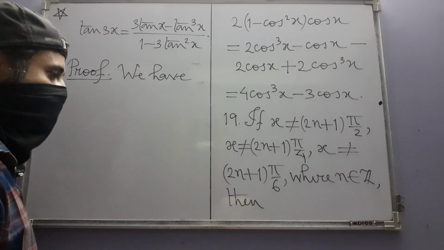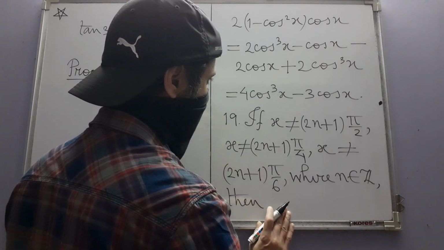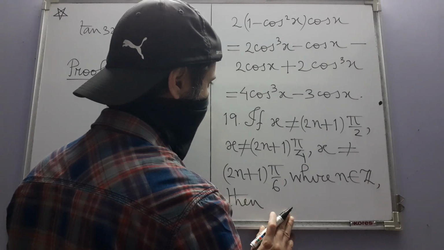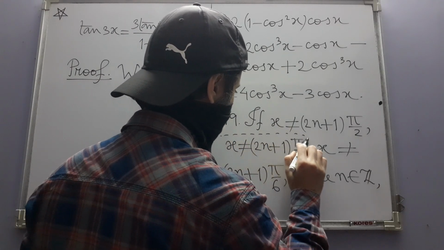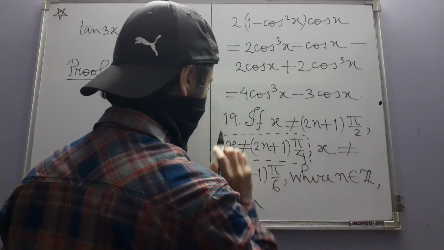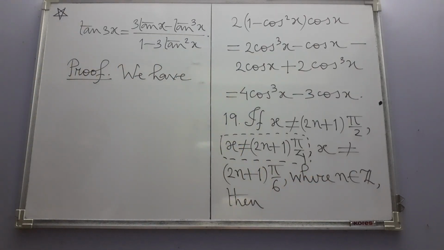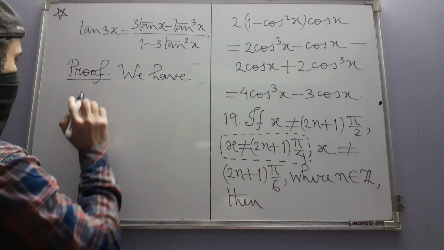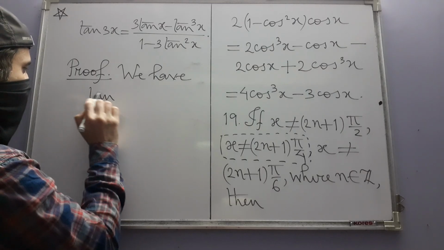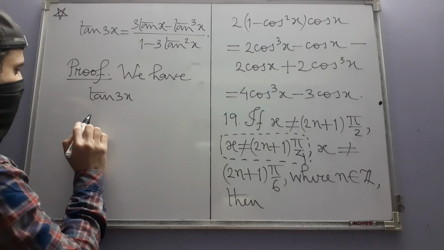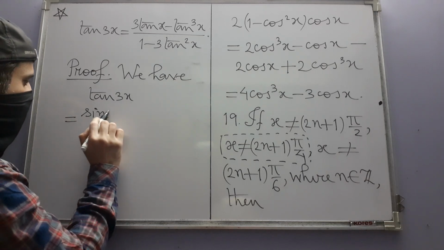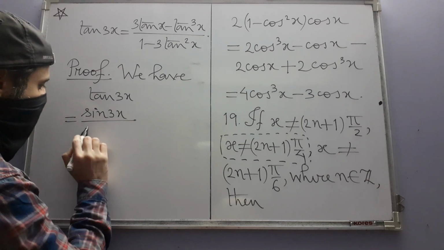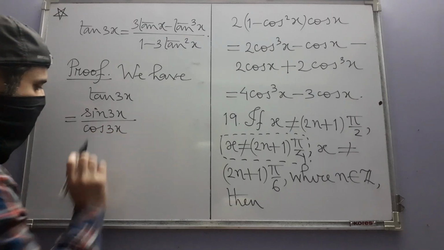Oh, but then this condition seems to be not really needed. Let's see if we need it or not. We have tan 3x equal to sin 3x divided by cos 3x.